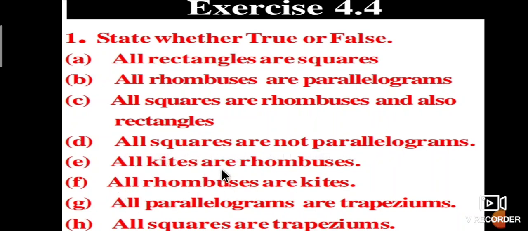Next, all kites are rhombuses. Next one is all rhombuses are kites. Next one is all parallelograms are trapeziums. Next one is all squares are trapeziums.